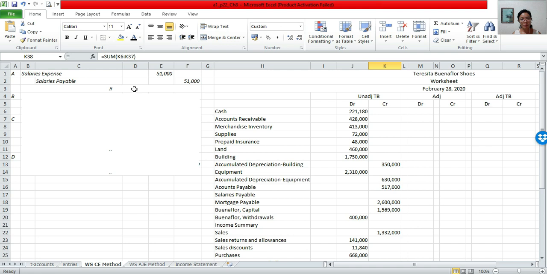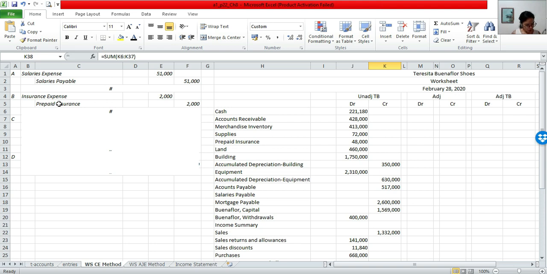Okay, so we have prepaid insurance, as you can very well see here, and we are told based on the additional information that 2,000 of that has already expired. So when an asset expires, this turns into an expense. So the entry for letter B then is debit insurance expense, and then of course credit to prepaid insurance.